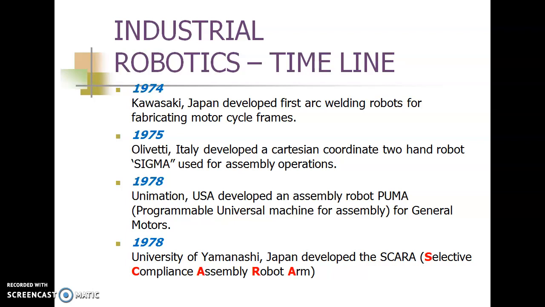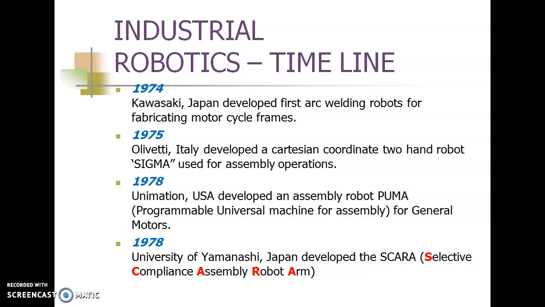In 1975, Olivetti, Italy, developed a Cartesian coordinate robot. It is a two-hand robot named Sigma, mainly used for assembly operations. So previously we had a spot welding robot, then a painting robot, then an arc welding robot. Now it's an assembly robot, used for assembly operations. In 1978, again Unimation USA developed an assembly robot.